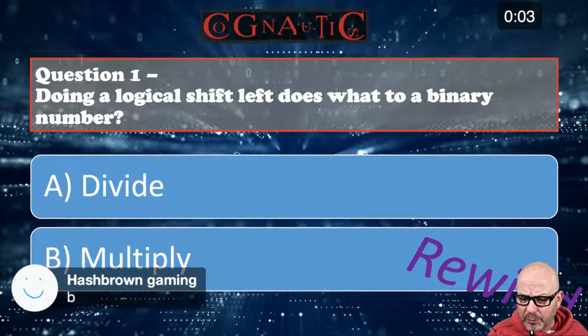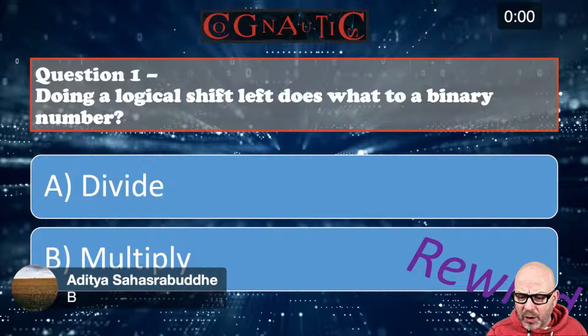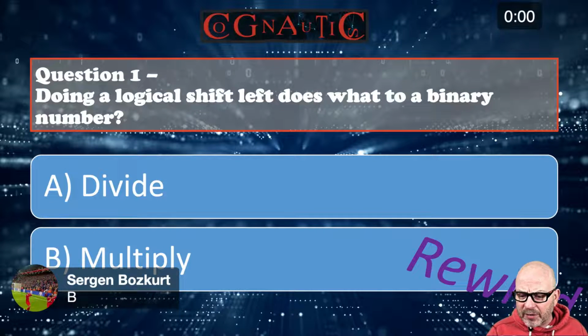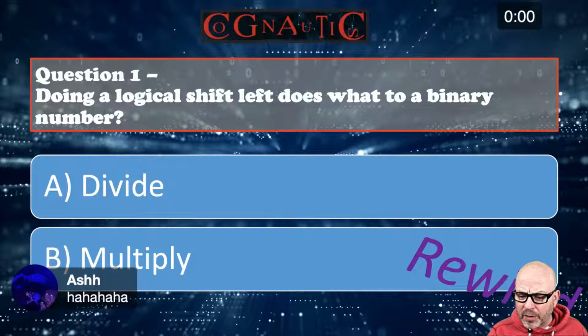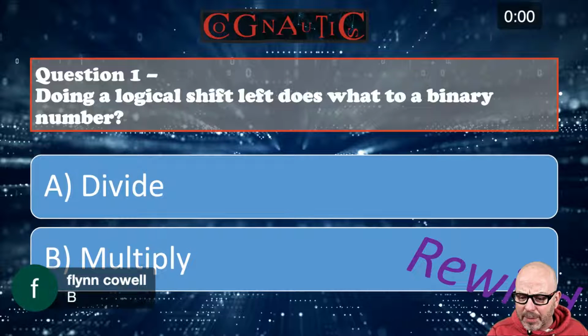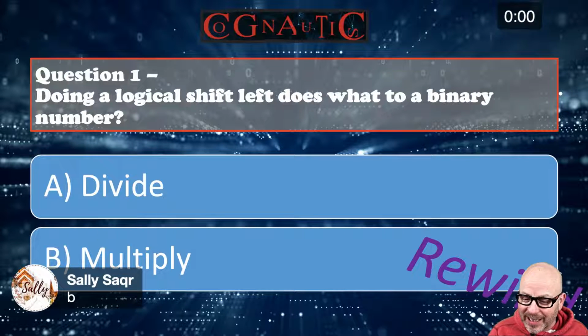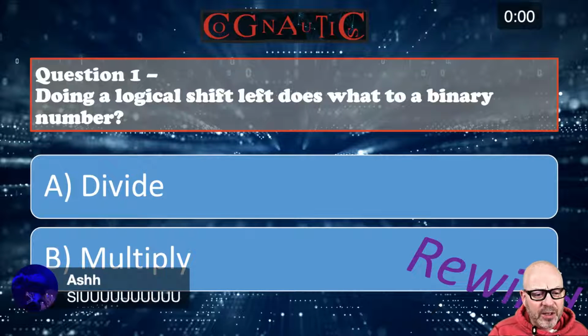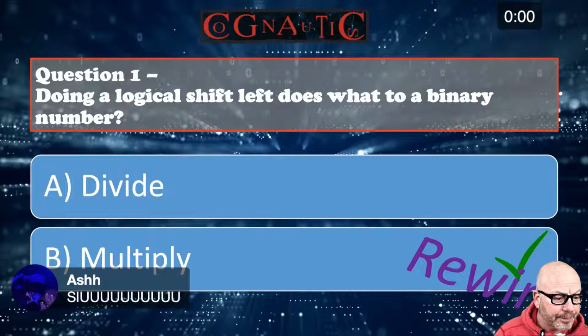Hash Brown has come in with a solid B straight away. Any more takers? We've got Aditya saying B. We've got Sergen saying B. We've got Ash, welcome, saying B. We've got Flynn saying B. We've got Sally S saying B. And we've got CU. Don't know. Can't help you there. Shall we put you out of your misery? The answer is, drum roll, it's B. Outstanding. That is so good.